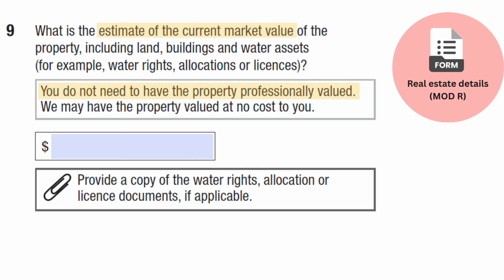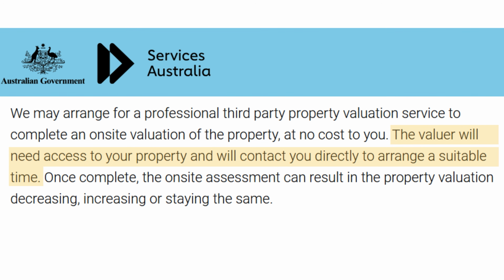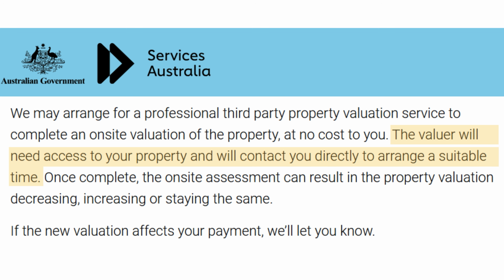Instead, they compare your estimate to their own data. If there is a significant difference, they may adjust the value or even arrange a professional on-site valuation at no cost to you. In that case, a valuer may contact you and visit the property to complete their assessment. Their valuation might be higher or lower than your estimate. If the new valuation changes your payment, Centrelink will let you know.